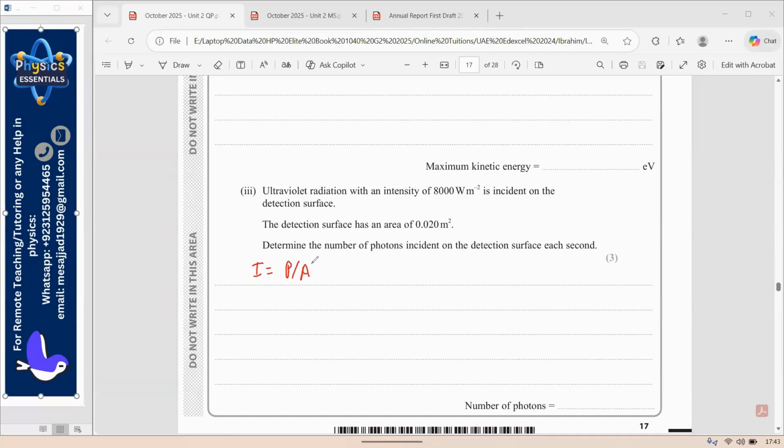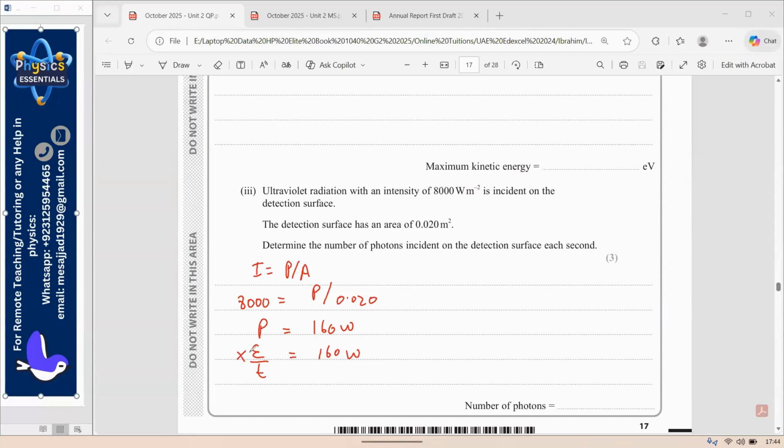I equals the power over area. First of all, I is intensity, and from here intensity is 8,000, power is not given, and the area is 0.020 meters squared. Got it? And from here you are going to get the power as 160 watt. Okay, now power, we know, is actually the energy over time, and this is the power of so many photons which are being incident on the metal surface.